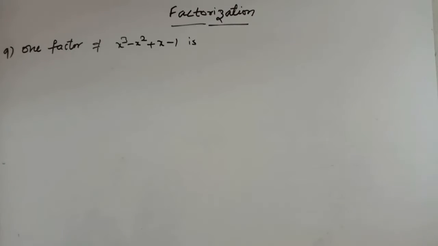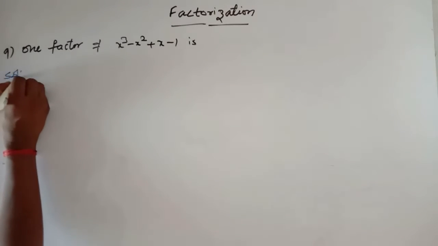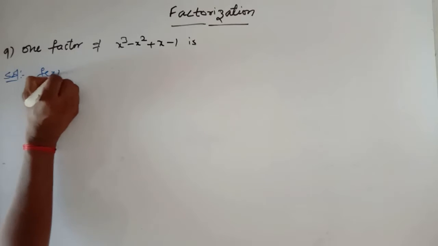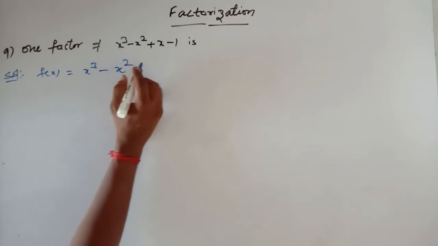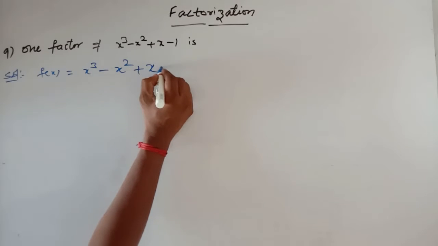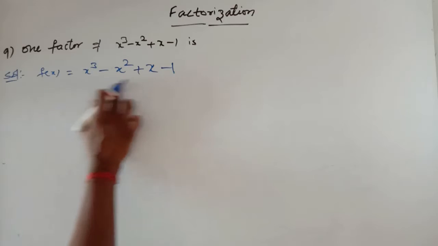So here we are going to use the trial and error method. Simply I am going to substitute the values and check. Here I am taking f of x is equal to x cube minus x square plus x minus 1. When I substitute the x value, I need to get the value 0.